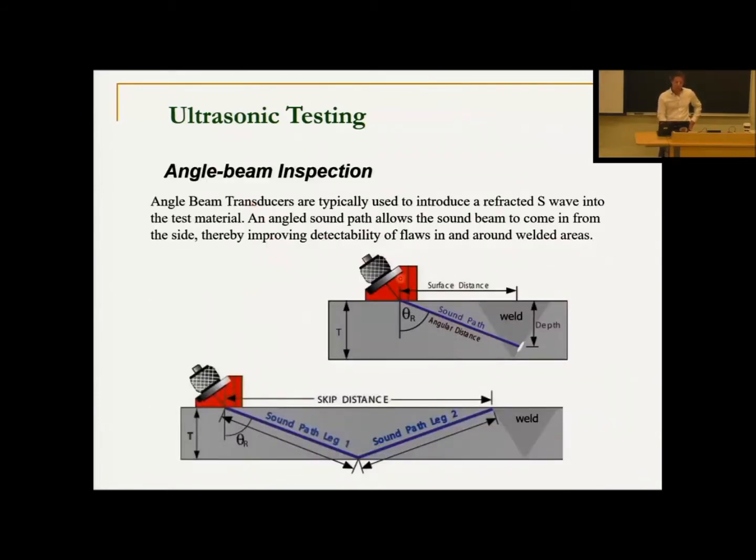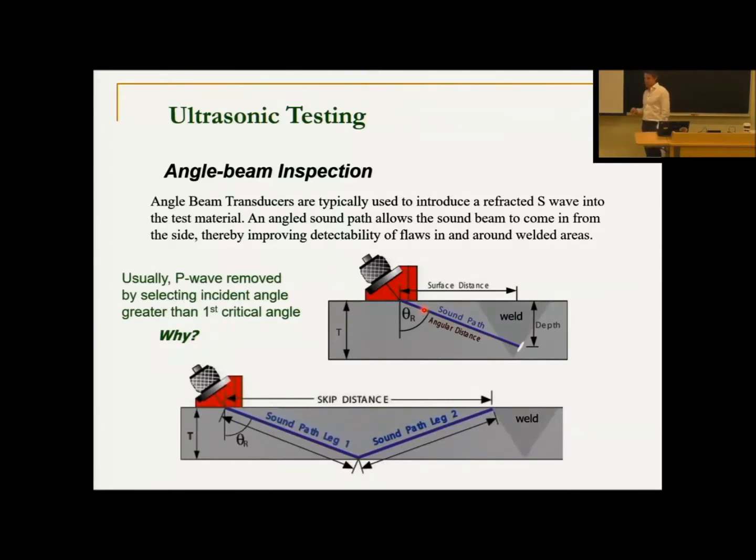Well, here is our transducer sending waves. If we send at an angle to the surface of the steel, let's say, and this wedge material has lower velocity than steel, we can select an angle so that we only have shear waves in the body of the material, and we can also control the angle at which those shear waves come out. Right? That's called angle beam inspection. And normally we do that to remove the P wave so that we don't have multiple wave modes bouncing around there, making it harder for us to interpret what's going on. Right? That's the reason.